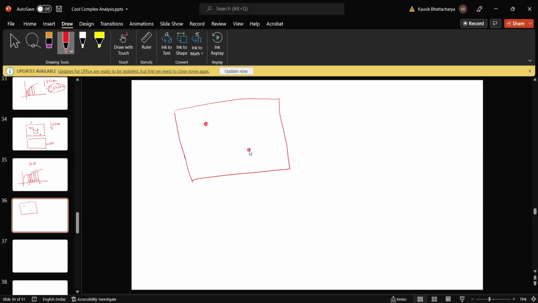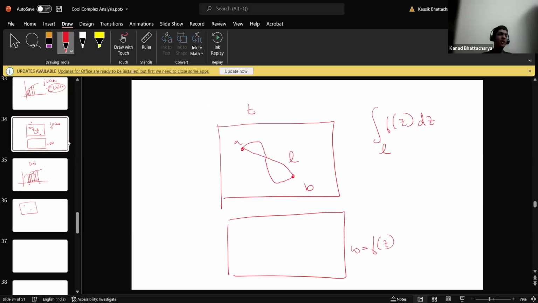Wait, but why loops? Okay, not loops. Okay, some path, basically. I shouldn't have said loop. Loops are interesting. I should say path. I'll just say this thing, then you can continue asking me.